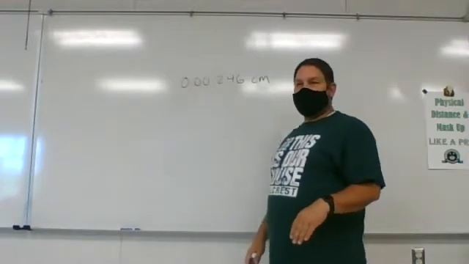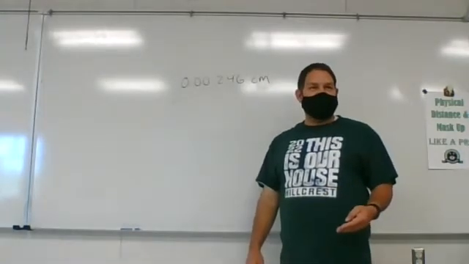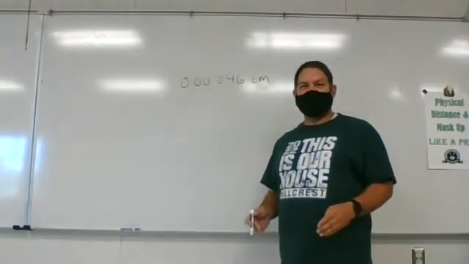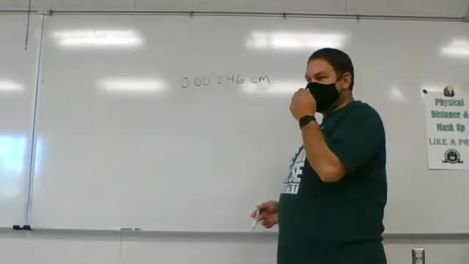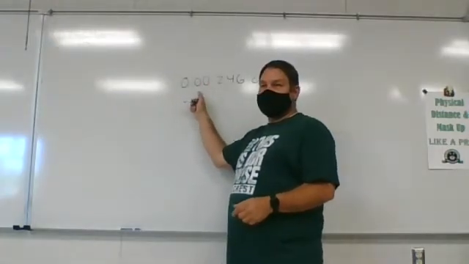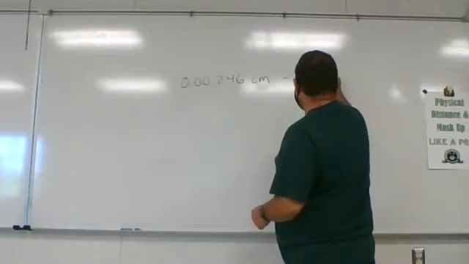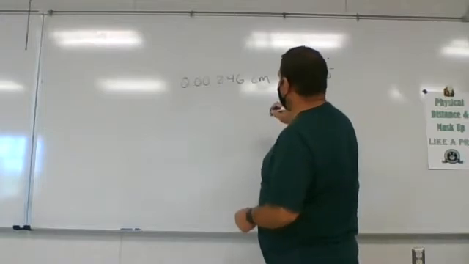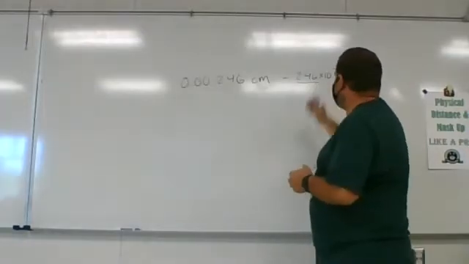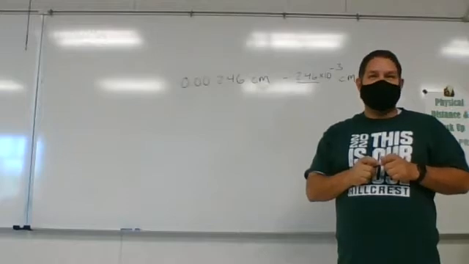So these zeros, everyone understand, are never ever going to be significant, no matter what. Okay? So often we use the term scientific notation, and I'm hoping by now you've learned how to do scientific notation. In scientific notation, we would drop these zeros because they're just placeholders, and we would end up writing our answer as 2.46 times 10 to the negative third centimeters.